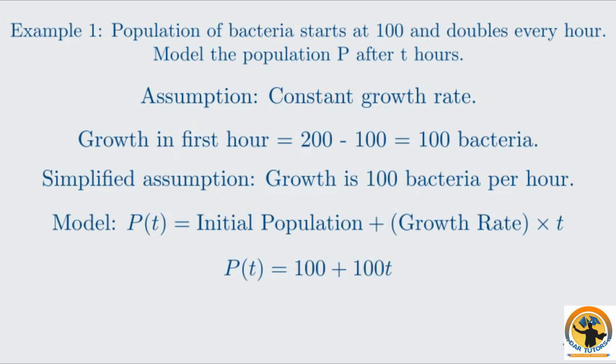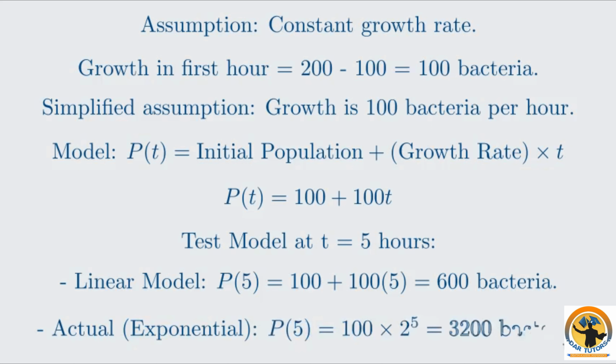Our linear model becomes P equals 100 plus 100T. Now let's test our model by comparing its prediction after 5 hours to the true exponential value. Our model predicts P of 5 equals 600. However, the true population, doubling every hour, would be 100 times 2 to the power of 5, which is 3,200.